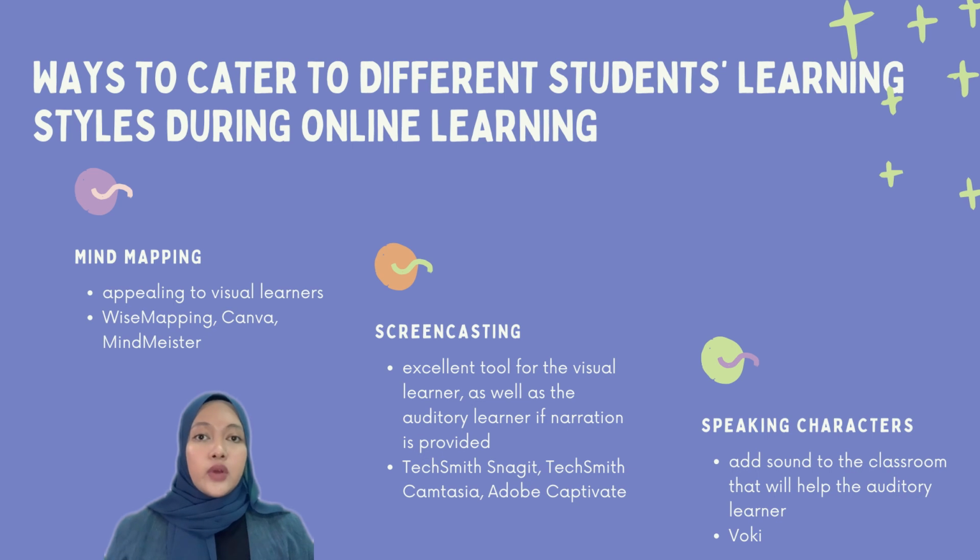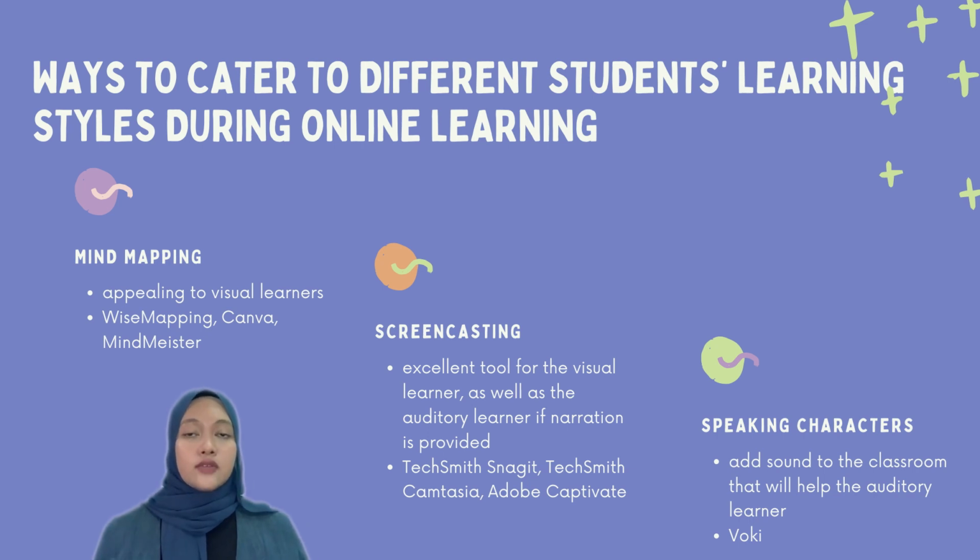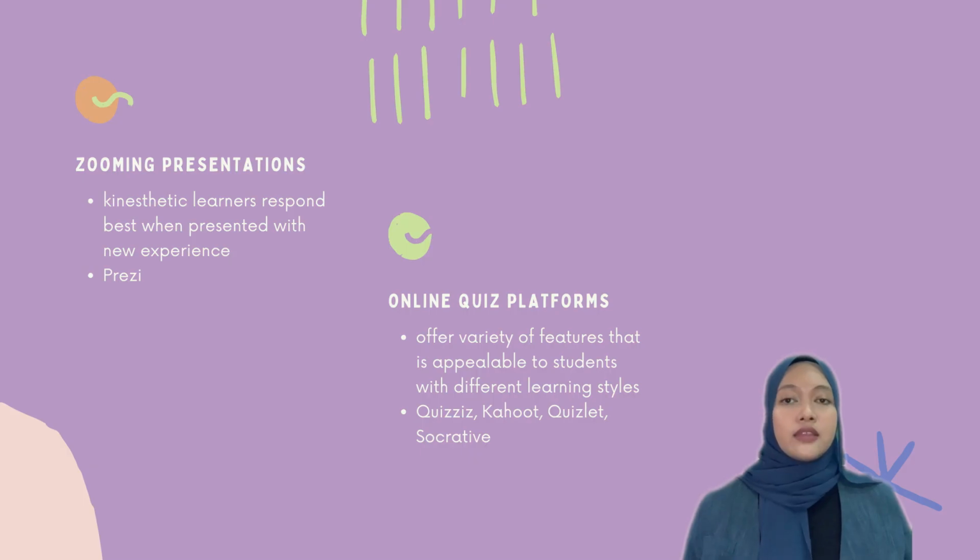Moving on, the third one is speaking characters. This is a simple way to add sound to the classroom that will help the auditory learner in understanding short instructions for assignments, announcements, and discussions. This Voki app allows you to choose character and its appearance, record your own voice, or you can even choose the character's voice. And the fourth one is zooming presentation.